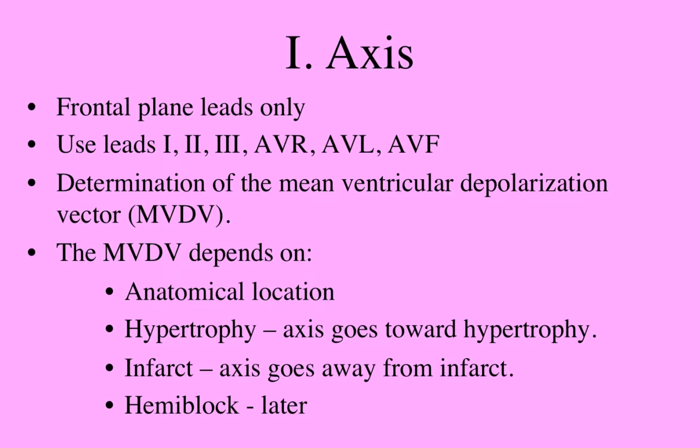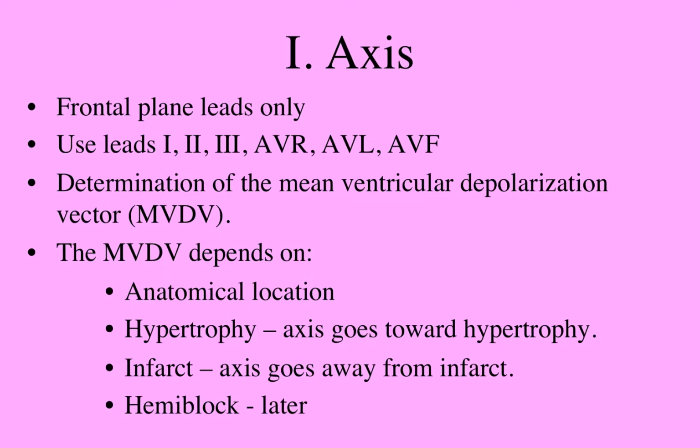Another factor is hypertrophy. Axis will go toward hypertrophy. This is one of the important things with axis: if you have, say, left ventricular hypertrophy, not your heart anatomically, but your axis will shift toward hypertrophy. Maybe before the hypertrophy you had an axis of 60, and now with left ventricular hypertrophy you have an axis of 0. So it goes toward hypertrophy.